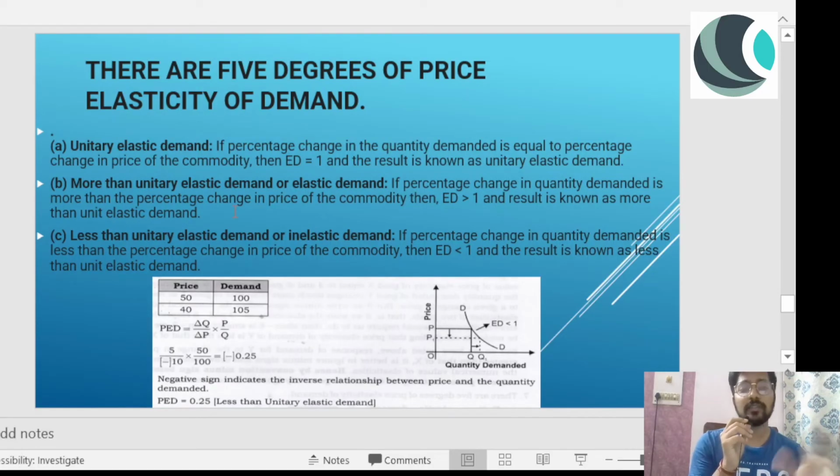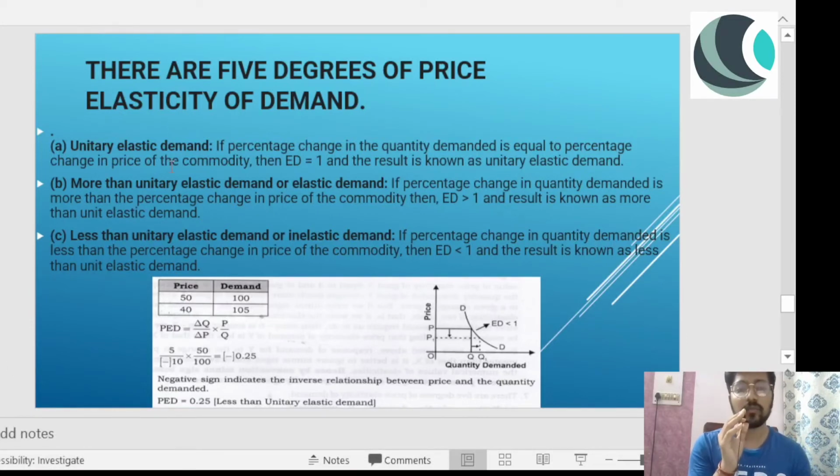Now we'll talk about the 5 degrees of price elasticity of demand. These are very important and you should be knowing this. So firstly is unitary elastic demand, if the percentage change in quantity demanded is equal to the percentage change in price of the commodity.